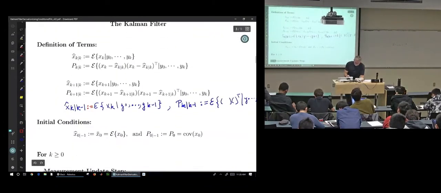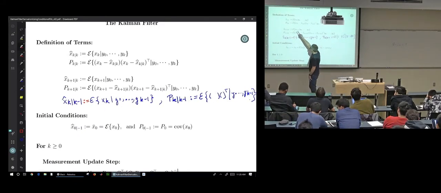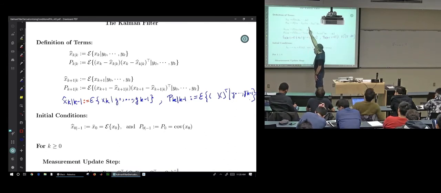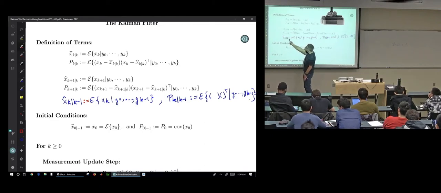Okay, so we've seen these definitions. We're pretty good with them. Conditional mean of the state at time k given the measurements at time k, the conditional covariance, and the conditional mean and covariance of the state given the measurements up to time k minus 1, which is the same thing as looking at x at k plus 1 given k. Okay, just shift k by 1, it has a mean and a covariance.